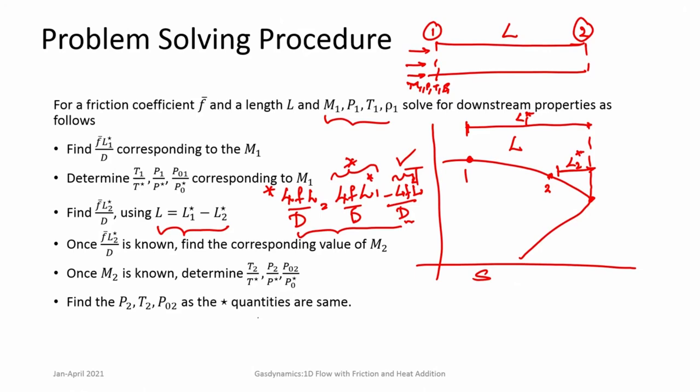Before we look at that, in the next class we look at an important concept known as choking due to friction. We had seen mass flow choking due to changes in area. Now, if you look at frictional flows also, there is a choking involved, and we will look at that in the next class.